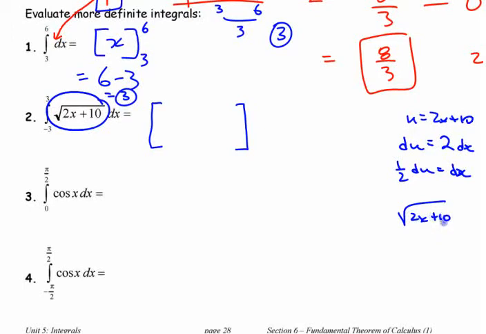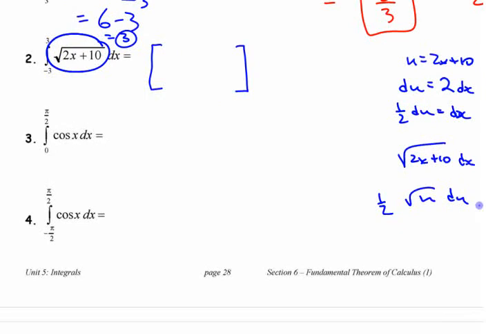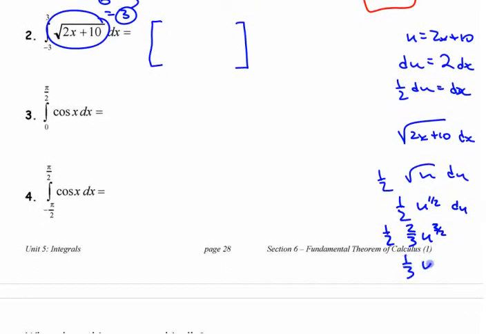If we want to do this, it turns into 1 half because of that, square root of u du. What is that? This is like u to the 1 half, so a half u to the half du. It's something like u to the 3 halves. We still need this here, and we need 2/3 here. So it's like 1/3 u to the 3 halves.